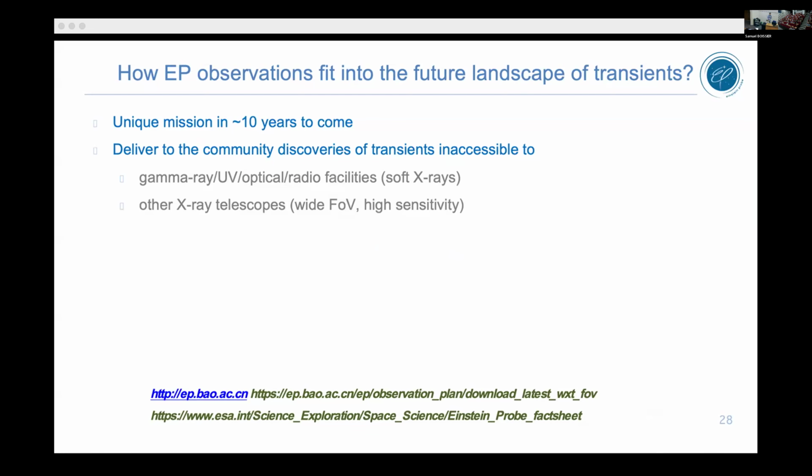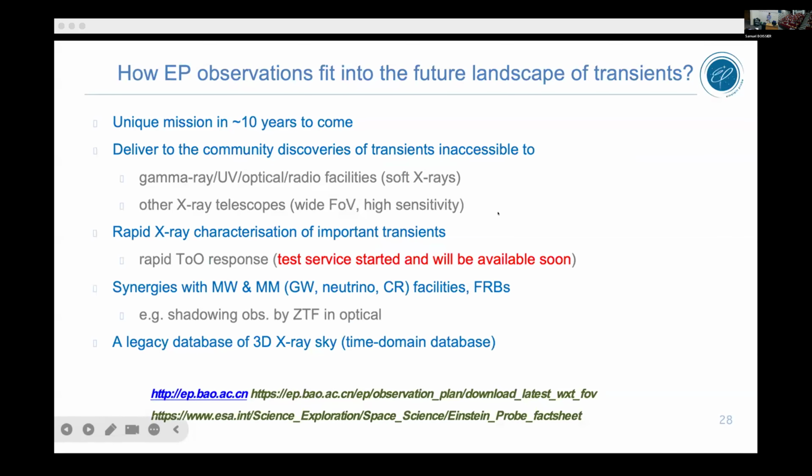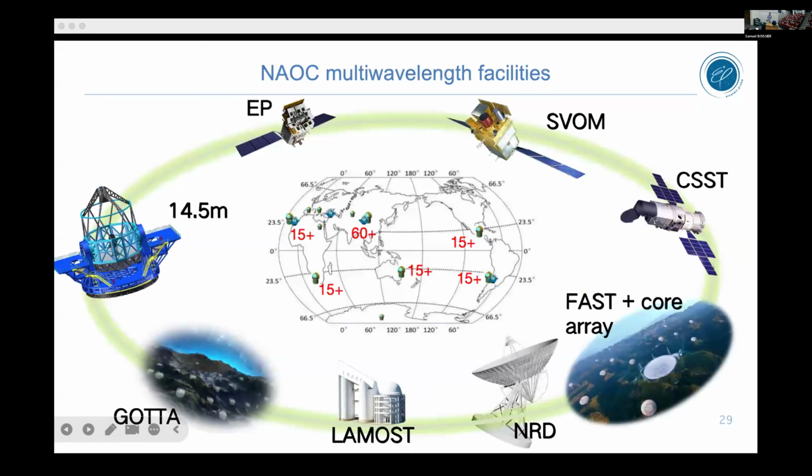And the final comment is that EP will keep detecting and discovering very interesting X-ray transients in the next decade, and it can provide information that cannot be obtained from other wavebands. And there will be TOO observations opened; the test is being tested. And the synergies with multi-wavelength and multi-messenger are very interesting. And there will be a legacy database for the 3D X-ray sky.